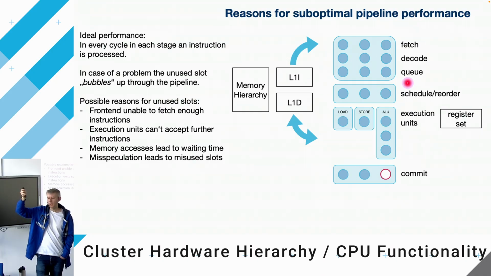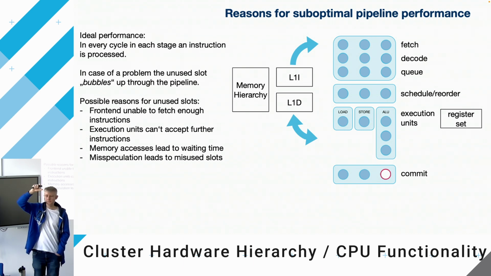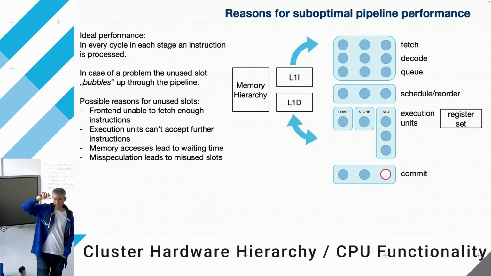For example, if we have a problem in our fetch stage, we have to wait for the next instructions because our memory system is busy. Then in one cycle, no instruction was loaded, and in the next cycle, nothing can be passed to the next stage. Therefore, this bubble, this not executed work in the fetch stage, is passed to the decode stage, because it is not fed by the fetch stage. This bubble trickles down through our CPU pipeline.